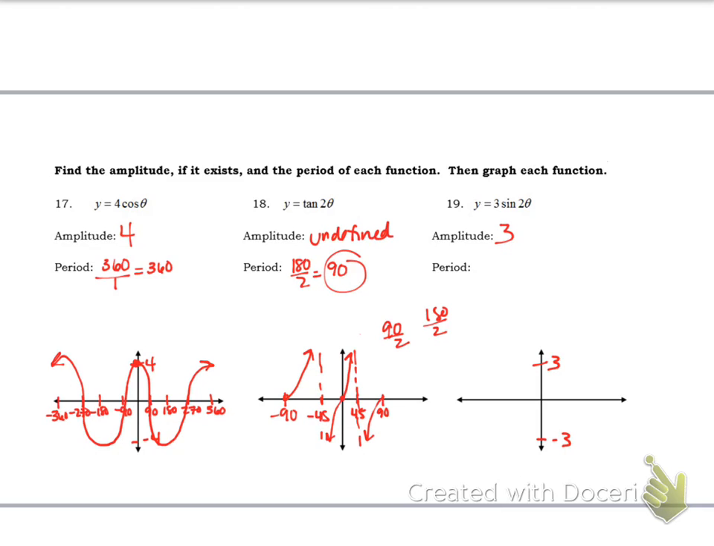Okay, this one, 360 divided by that 2, so 180 is how far left and right, which means I need to change all of these. So 90 divided by 2 gets me 45, 180 divided by 2 gets me 90, 270 divided by 2, 135, and 360 divided by 2 is 180, which is how far right I need to go. So then I do my negatives.